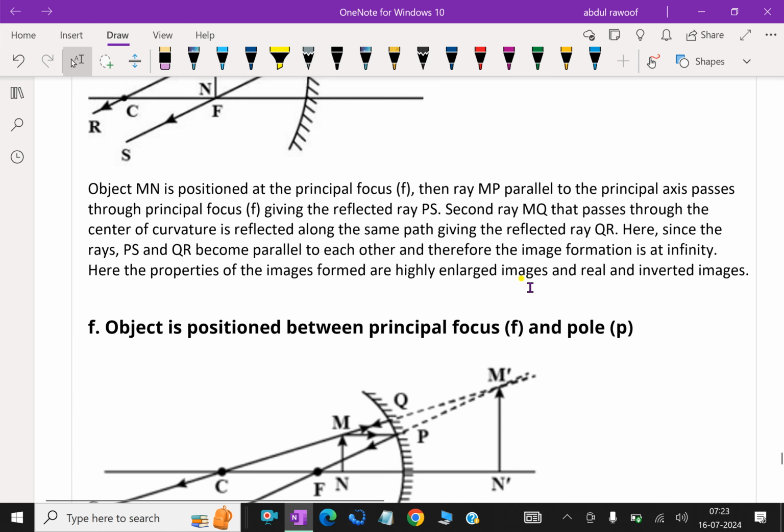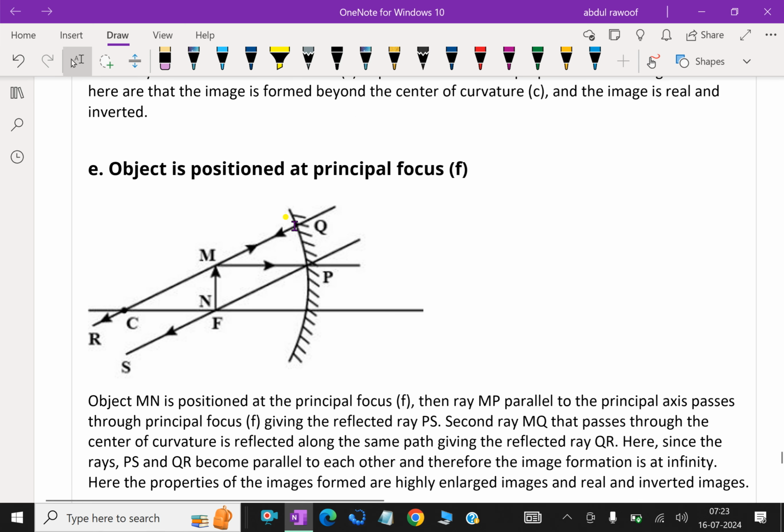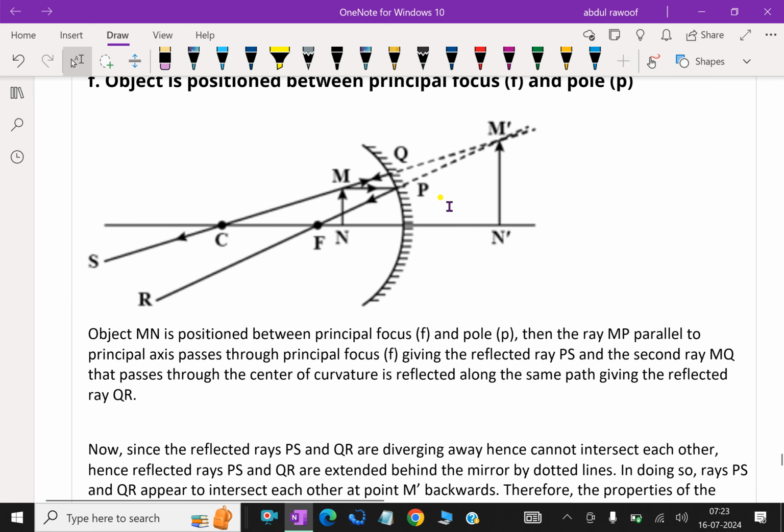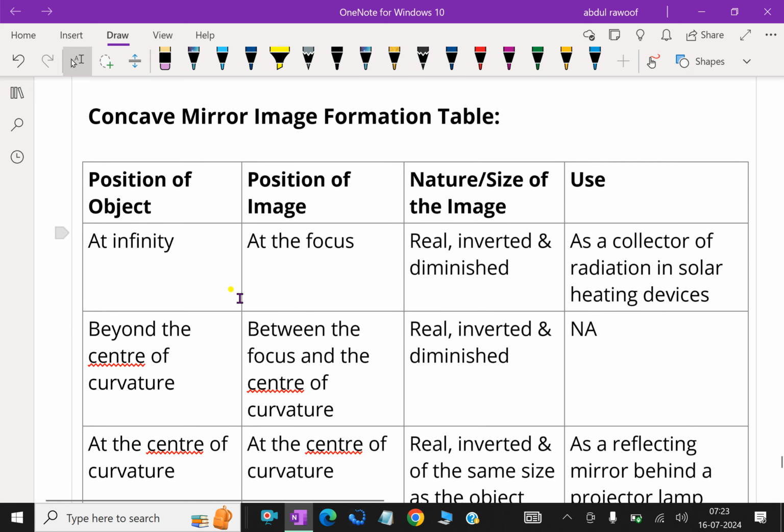Now, what we talked about in the ray diagrams for the different positions, about six positions, we come to in table form. This is more useful to remember. Position of object at infinity: position of the image at the focus, nature and size of the image real, inverted and diminished. Used as a collector of radiation in solar heating devices, like solar cookers and solar heaters.